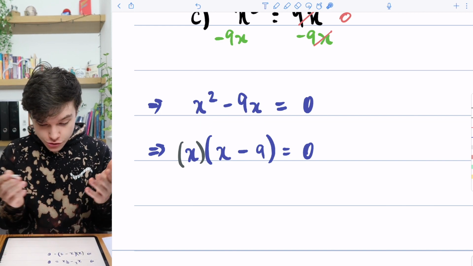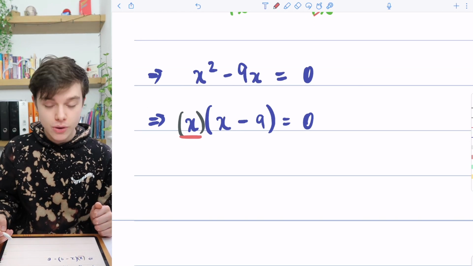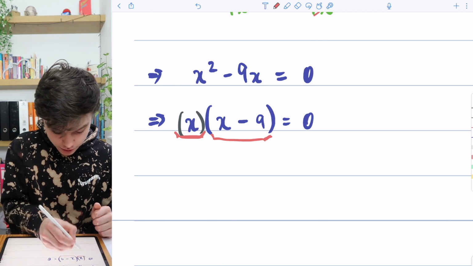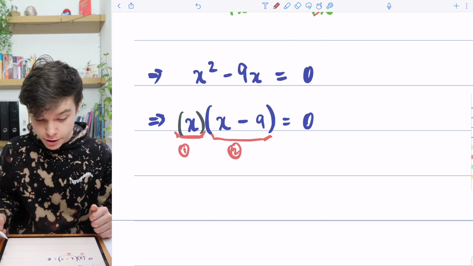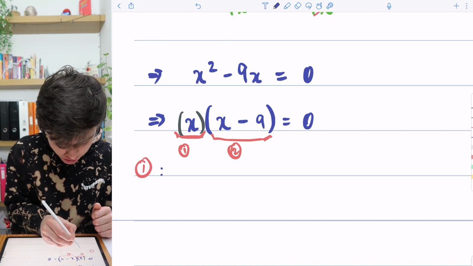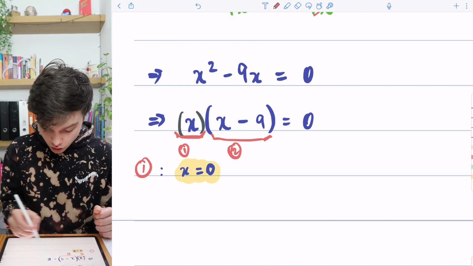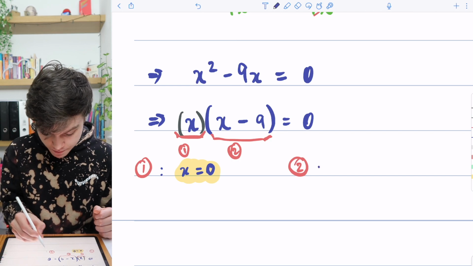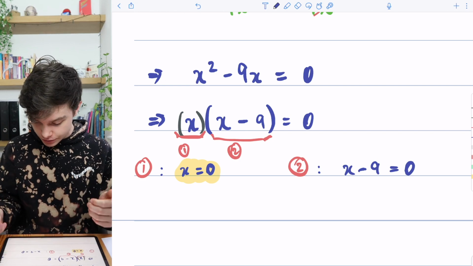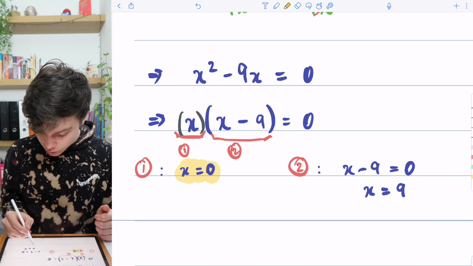So we've factorised now, so all I need to do is think, right, well, either this bracket will be equal to 0 or this bracket will be equal to 0. So we'll call that number 1 and we'll call that number 2. And then what I need to do is say, right, well, if we set 1 equal to 0, I will just have x equals 0, and then that's my solution straight away. Or if I set 2 equal to 0, I'll have what's inside the second bracket, which is x minus 9. I'll have that equal to 0. And then if we add 9 to both sides, I'll get that x is equal to 9.